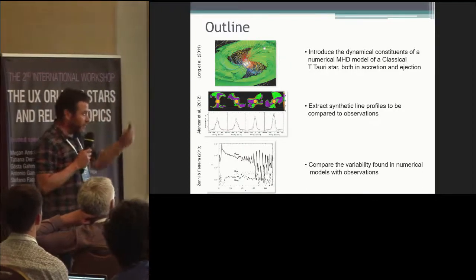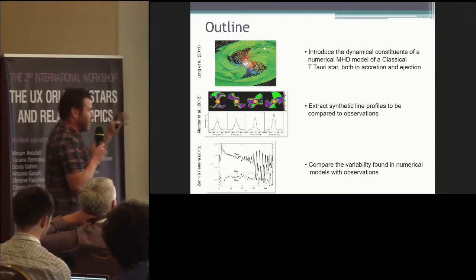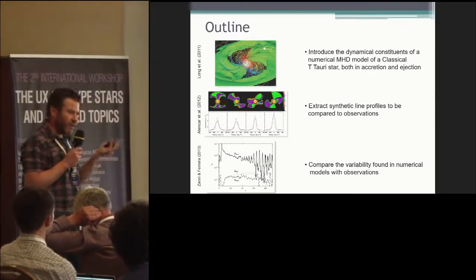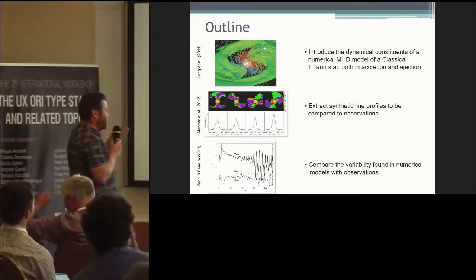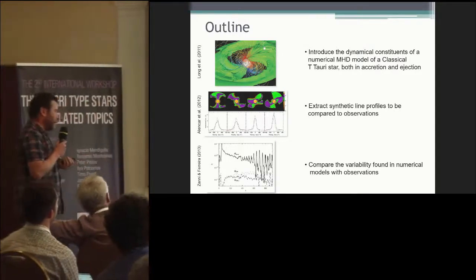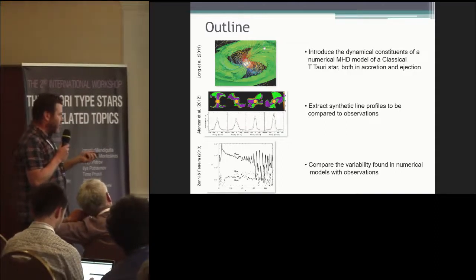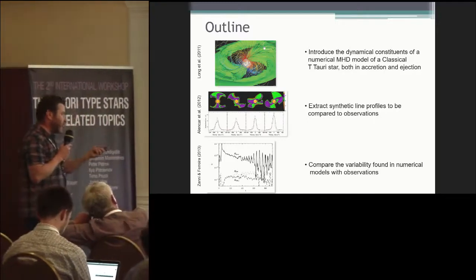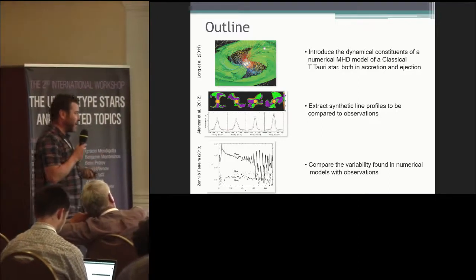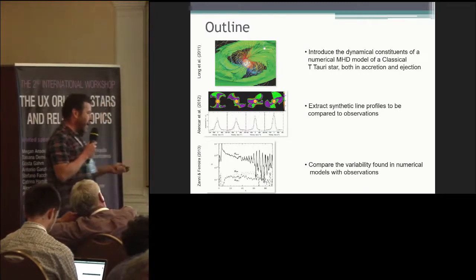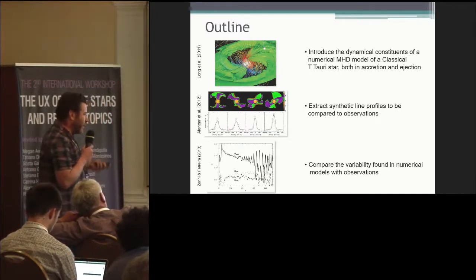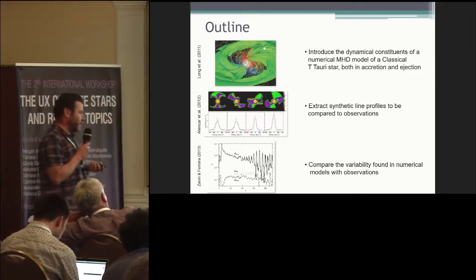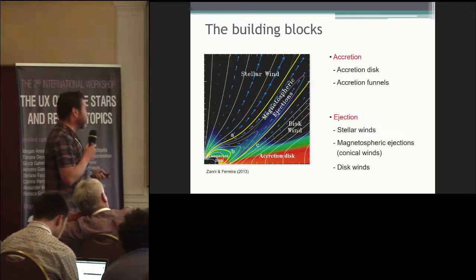The presentation will be divided in three parts. First, I will try to characterize the essentially dynamical constituents that we usually find in a numerical simulation of a star-disk interaction magnetospheric model. Then I will show some results of some people who tried to extract synthetic observations, synthetic line profiles, from these simulations in order to be directly compared to observations. And I will conclude trying to compare the variability produced in these models with the observed variability.